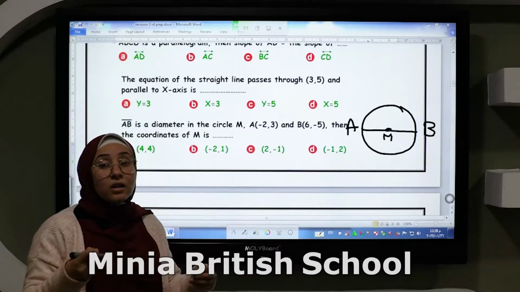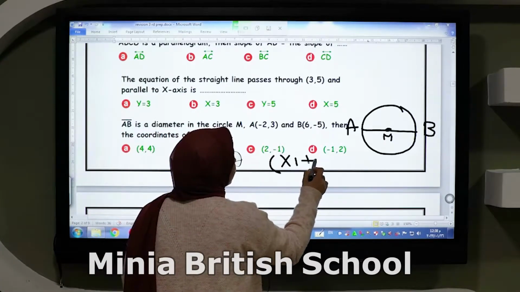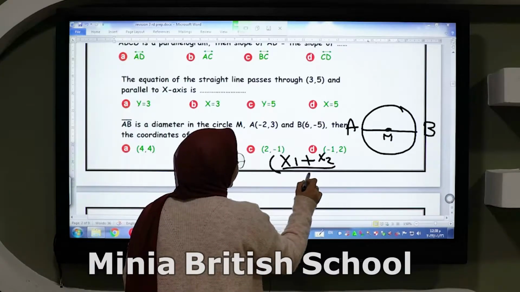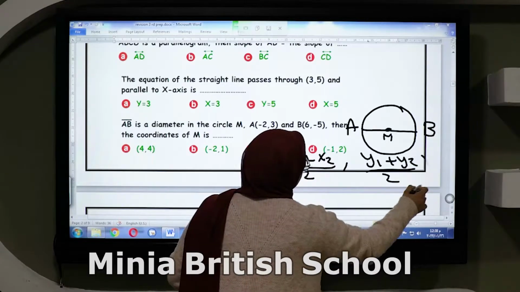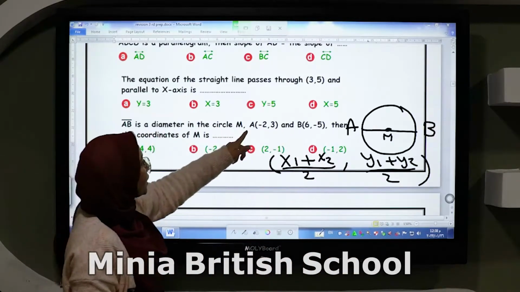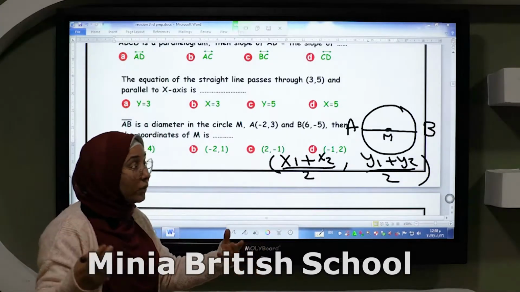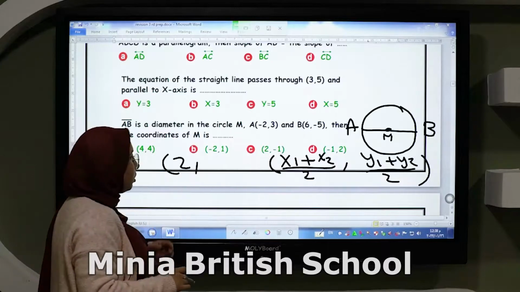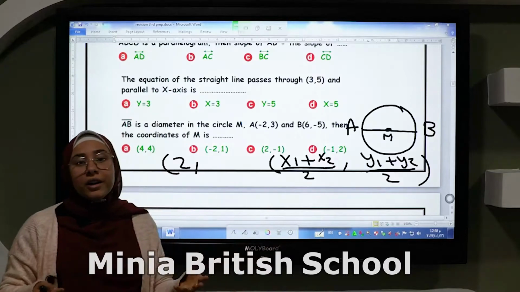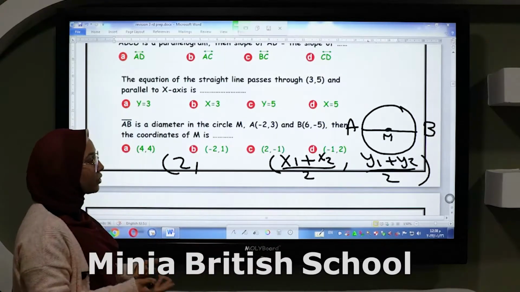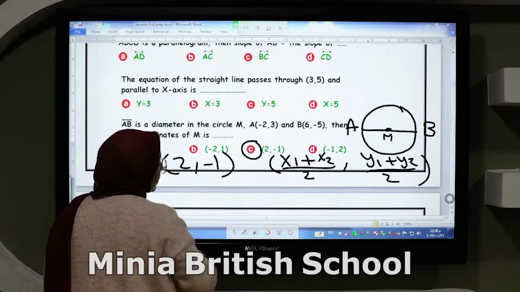So you can use the rule of the midpoint. x1 plus x2 over 2, y1 plus y2 divided by 2. -2 plus 6 divided by 2 equals what? Equals 2. And 3 plus -5 equals -2 divided by 2 equals -1. So the answer is this point, okay?